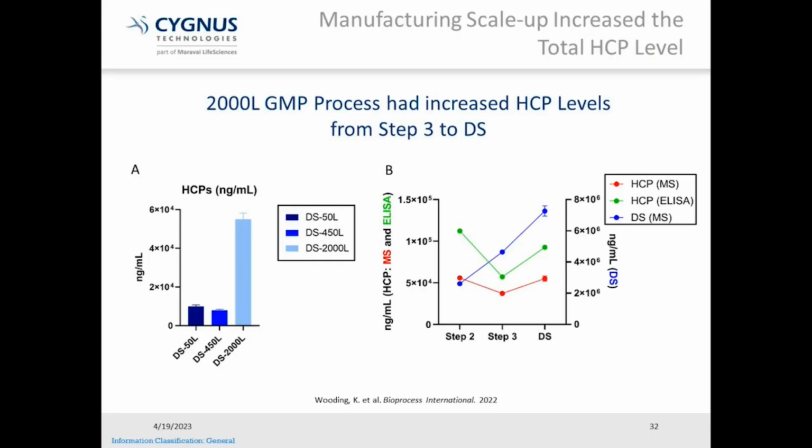A customer had developed a purification process at 50 liters and 450 liters. However, when they scaled up to a 2,000-liter GMP process, the levels of host cell proteins increased fivefold as seen in Figure A. Upon investigation, mass spec and ELISA quantification agreed that the increase in total host cell protein concentration occurred from step 3 to drug substance.